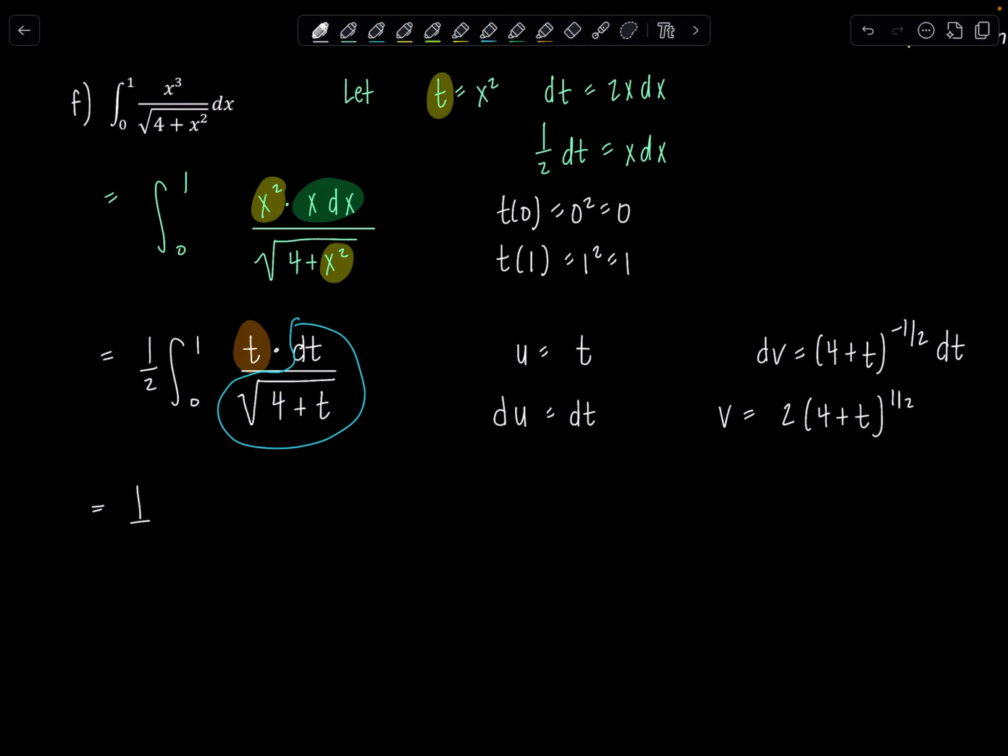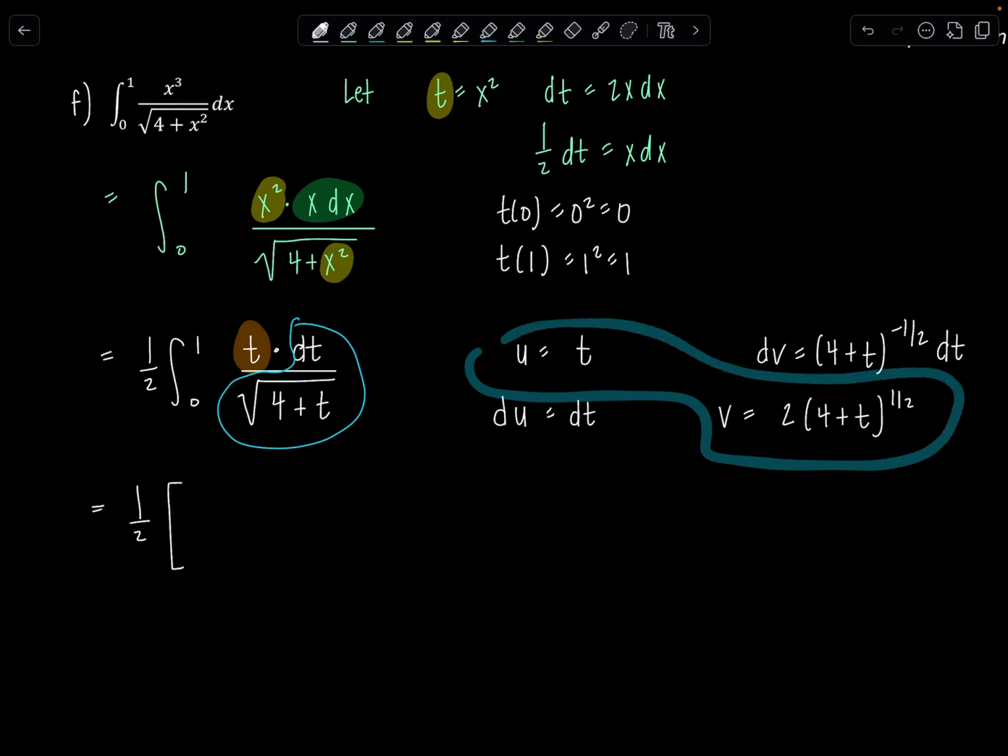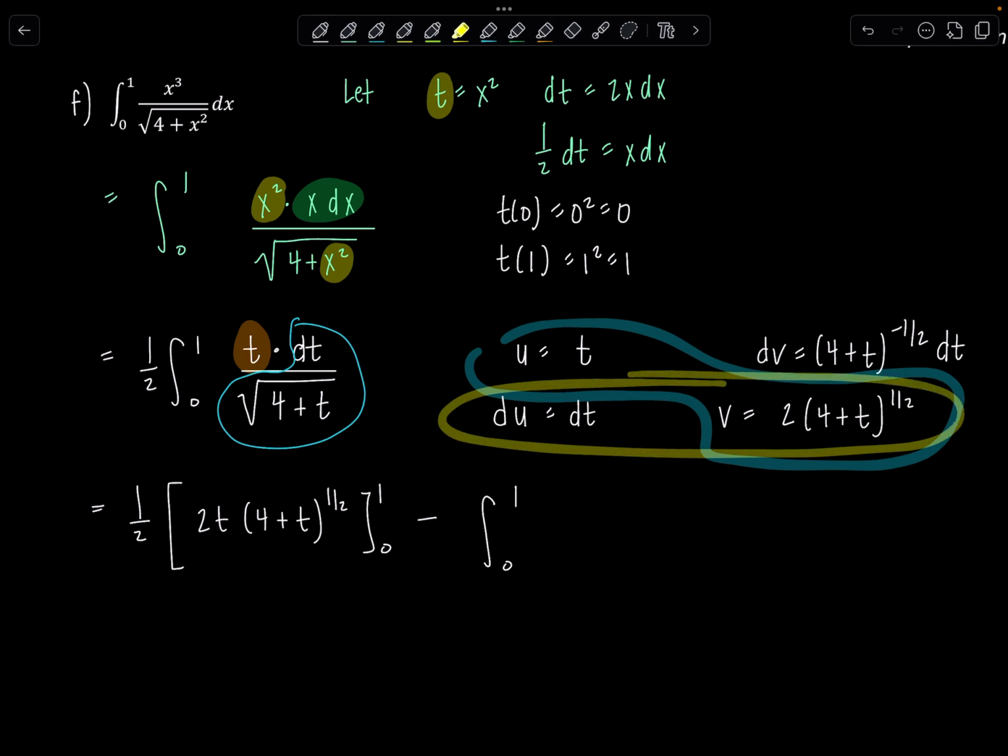So we've got 1/2 times uv, so that's going to be 2t times 4 plus t to the 1/2, that's evaluated from 0 to 1, minus integral 0 to 1 of v du, I'll put that 2 outside, and then 4 plus t to the 1/2 dt.